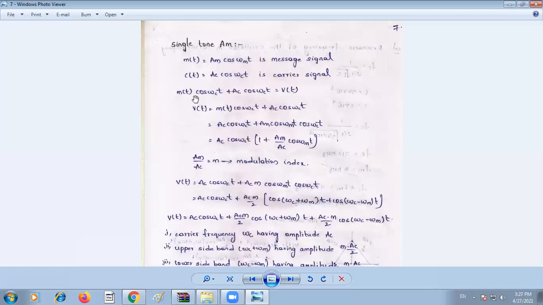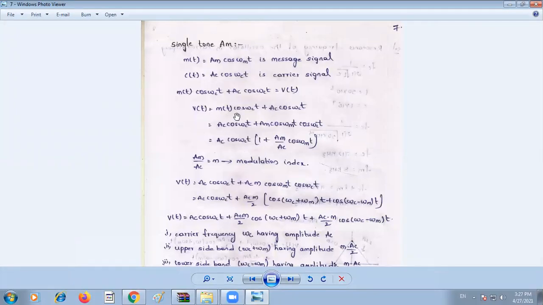Now m of t cos omega c t plus Ac cos omega c t is the v of t signal. Here m of t is the message signal, cos omega c t is the carrier signal; this is the product of these two signals, plus Ac cos omega c t. Then it is the amplitude modulated signal wave, the amplitude modulated mathematical equation. So that is m of t cos omega c t plus Ac cos omega c t, which is nothing but the v of t signal, the amplitude modulated signal.